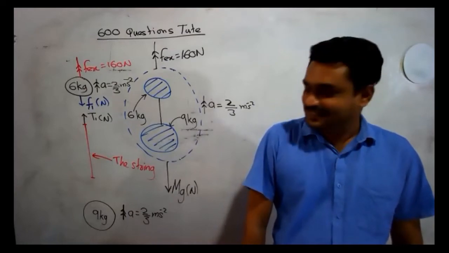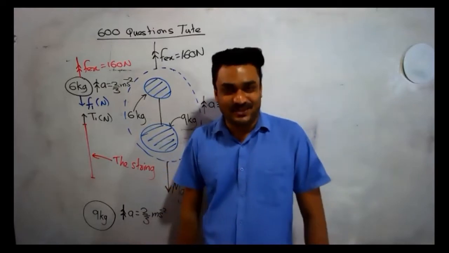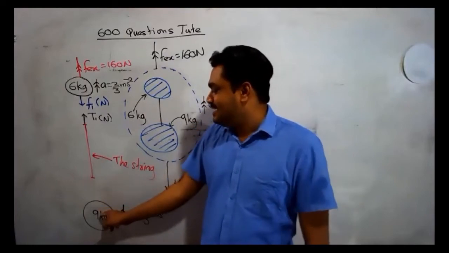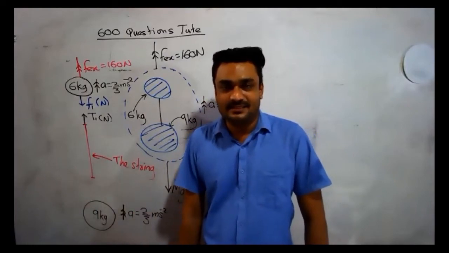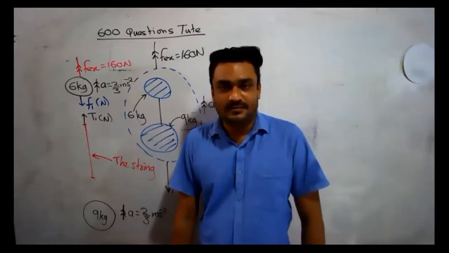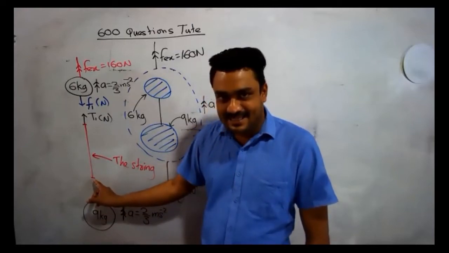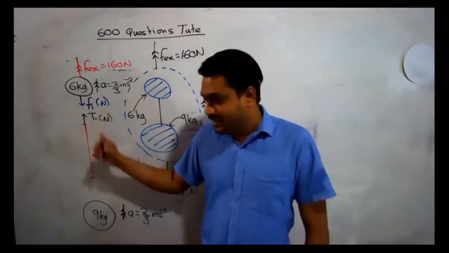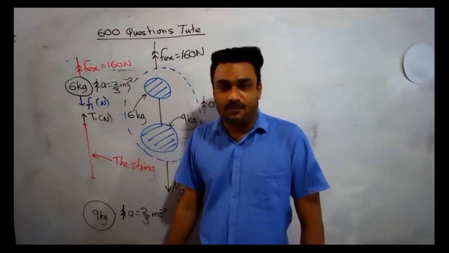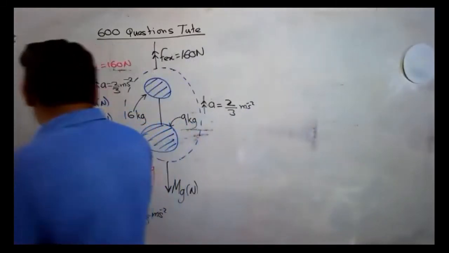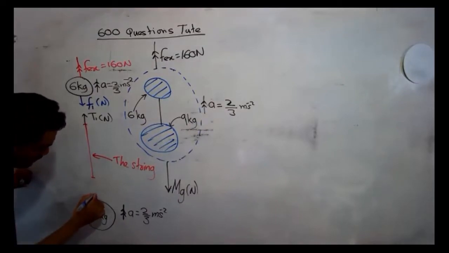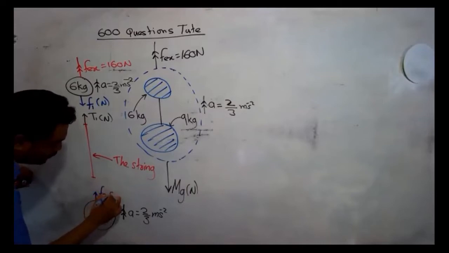There are two reasons actually. The first reason, the 9 kg object is connected to the string. Second reason, as they are connected together, when the string is moving up, it pulls the 9 kg object up. It means the string is giving a force to the 9 kg object. Let me mark that force as F2 Newton.